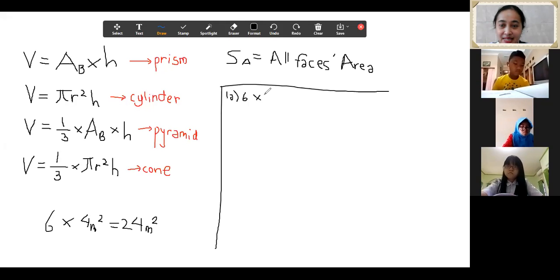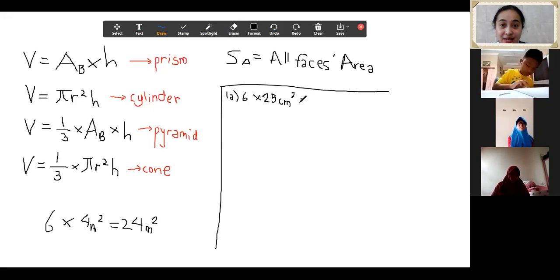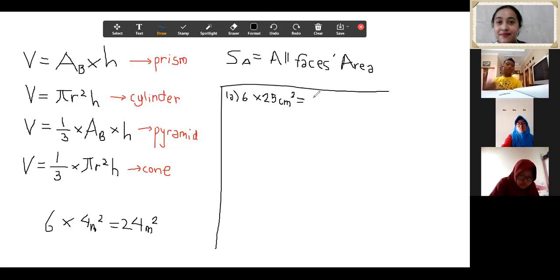If the side is 5 centimeters, the area of 1 face is? 5. Are you sure? 25. Yes, 25 centimeter square. Why 25? Because the side is 5 centimeters, so the area is side times side, 5 times 5 equals 25. So 6 times 25 centimeter square equals? 150. Yes, very good, 150 centimeter square.